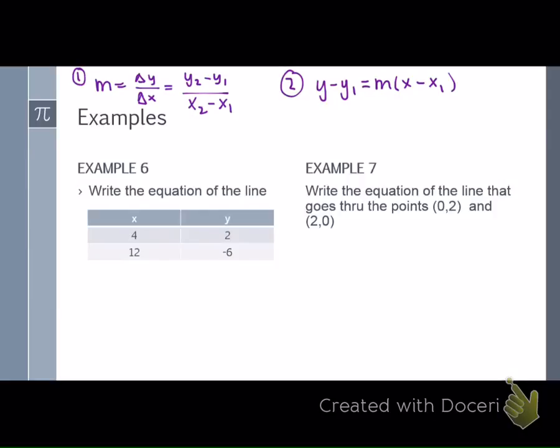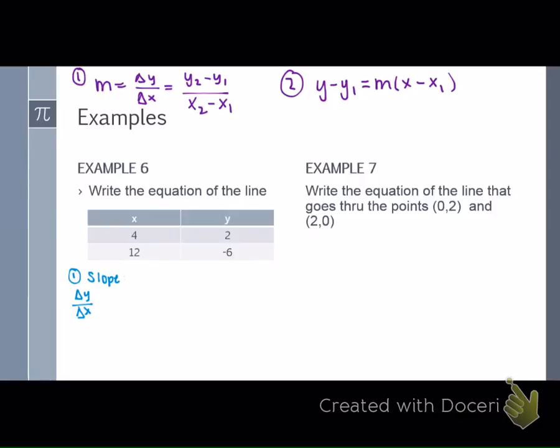Okay, so the first thing we need to do is find the slope. How could we find the slope in this table? What could I do to find the slope in this table, Spencer? There's different ways you could do it. There's not one right way of doing it. There's multiple ways you could. So tell me what you're doing.